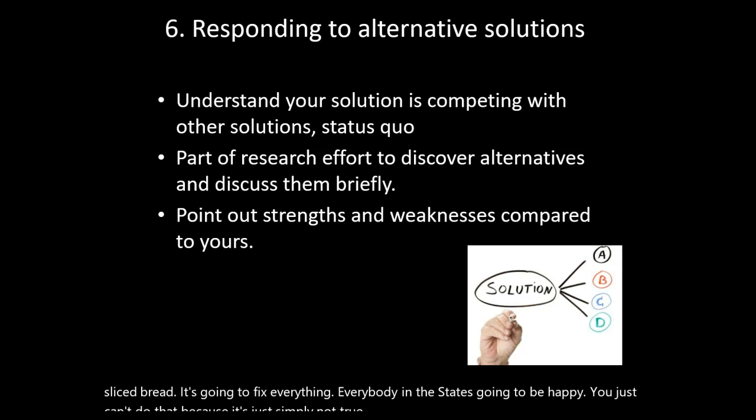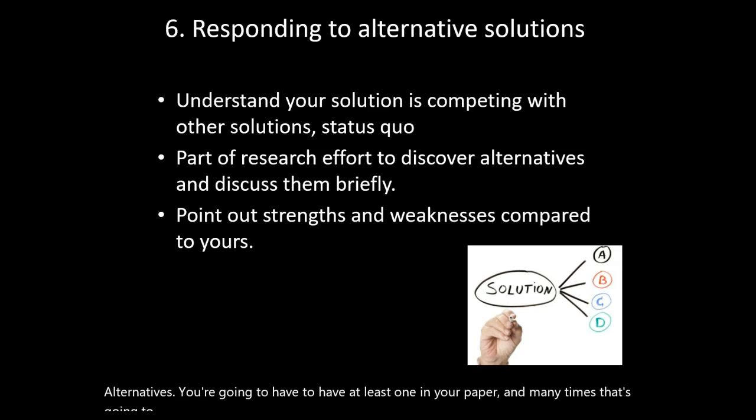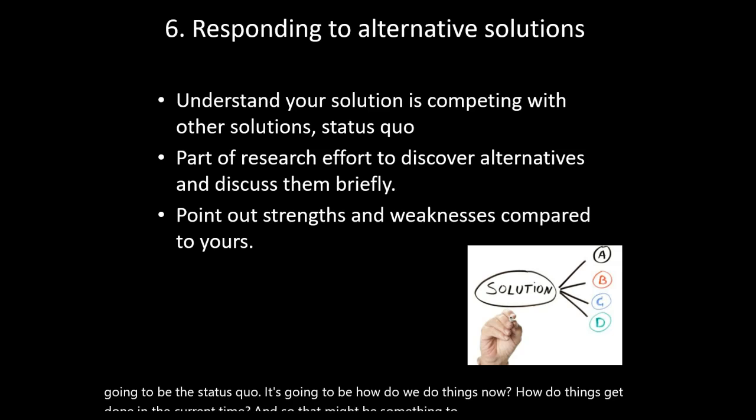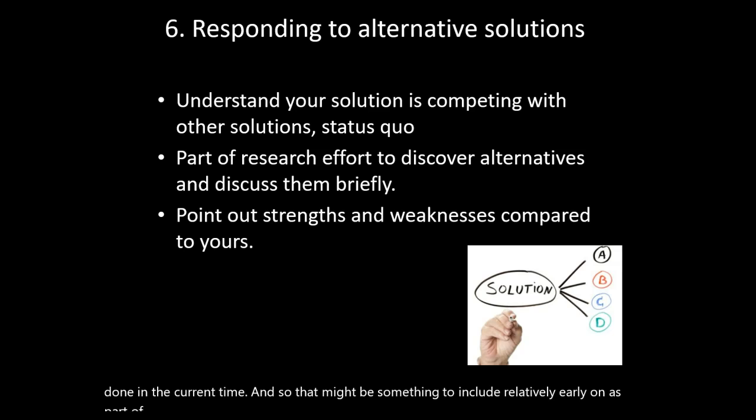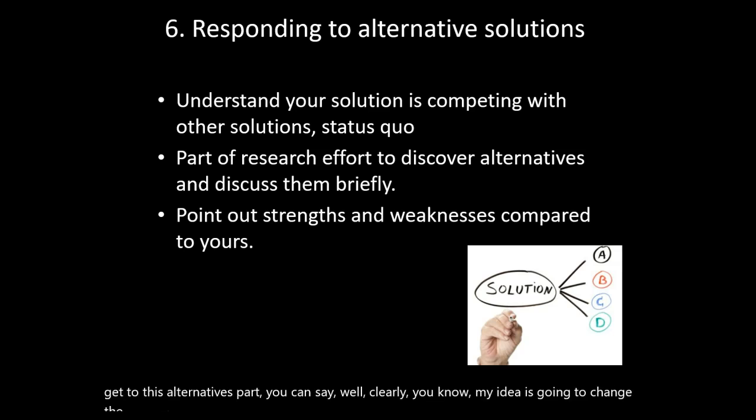Alternatives, you're going to have at least one in your paper. And many times that's going to be the status quo. It's going to be, how do we do things now? How do things get done in the current time? And so that might be something to include relatively early on as part of your problem statement and say, here's what we do now. And then when you get to this alternatives part, you can say, well, clearly, my idea is going to change the status quo in these different ways. And that might be enough to carry the day.